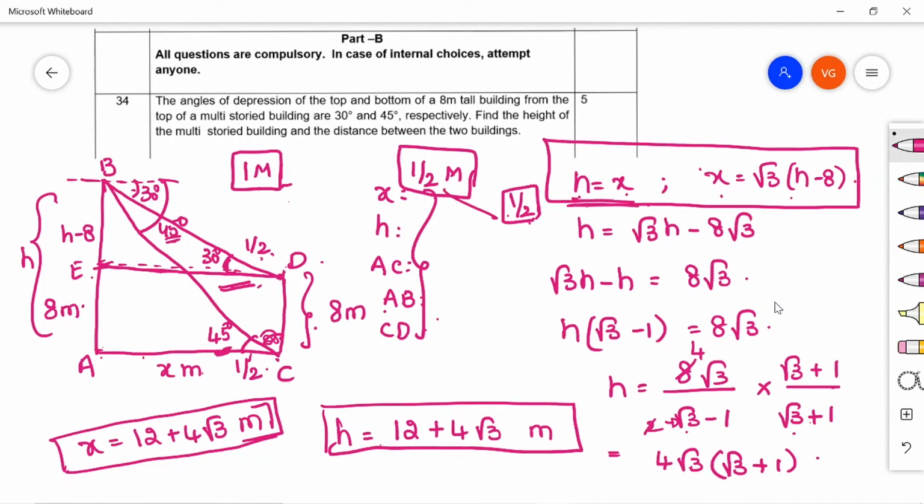Now here, for finding the value of h is 1 mark. For finding the value of x is another 1 mark. So these are the 5 marks that they have divided. See, for drawing the picture, for writing down the given data, for writing tan 30, writing down tan 45, setting up the 2 equations, solving, and then finding the final answer. So once you find the final answer, try to write down the height of the multi-storied building: h is equal to 12 plus 4 root 3 meters. That you write it down and put a box around. Similarly, the distance between the 2 buildings is equal to 12 plus 4 root 3 meters. Write it down and put a box around.